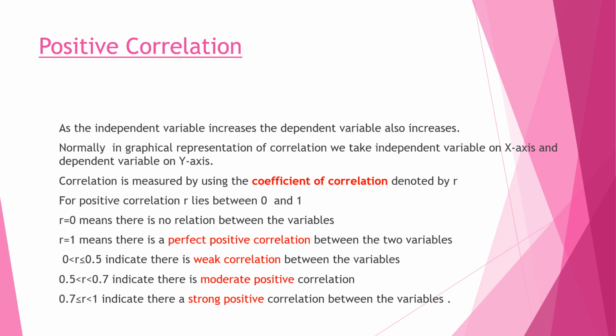Now see the ranges of values of r and its interpretation. When r lies between 0 and 0.5, it indicates that the relation connecting the two variables is a weak relation, or we can call it a weak correlation between the two variables. When r lies between 0.5 and 0.7, there is a moderate positive correlation between the variables. Last case is when r is between 0.7 and 1, the relationship between the two variables is very strong and we call it a strong positive relation.